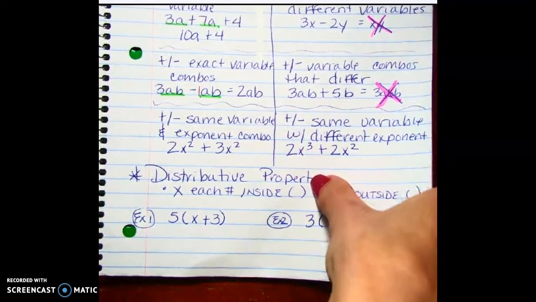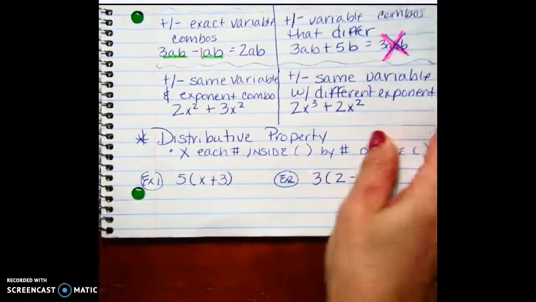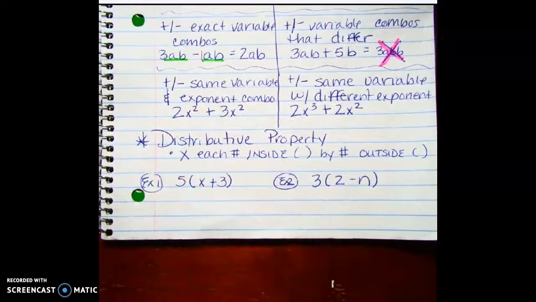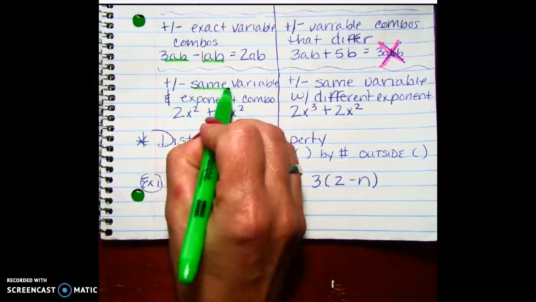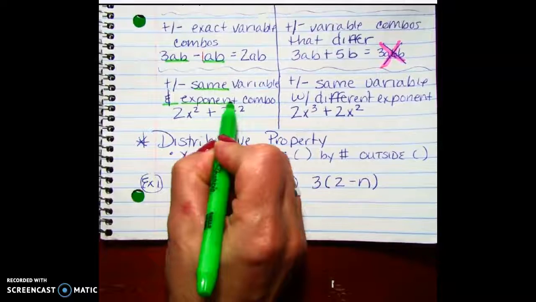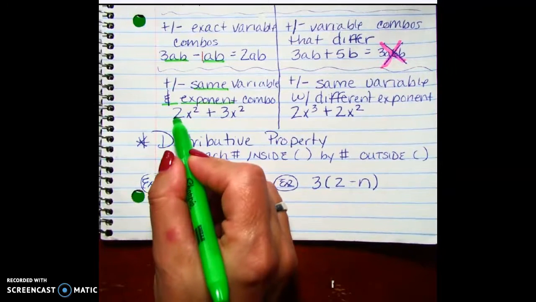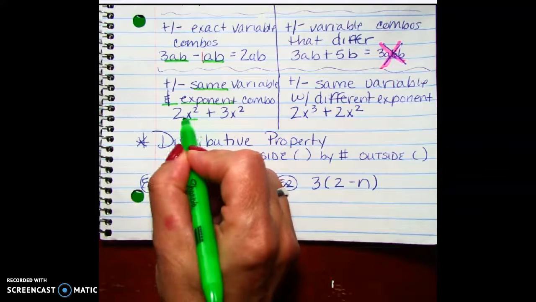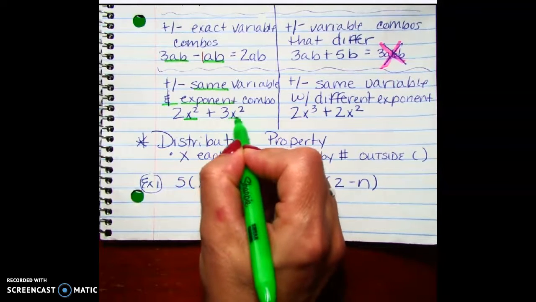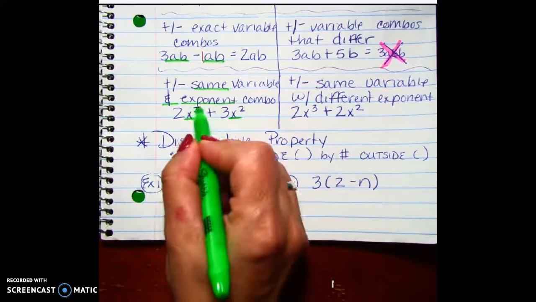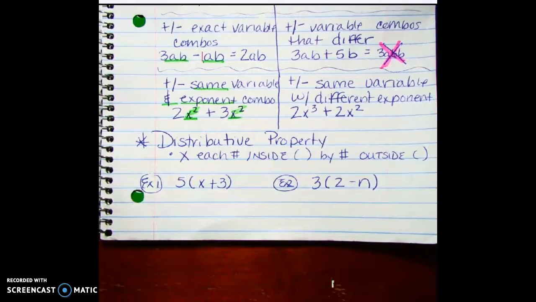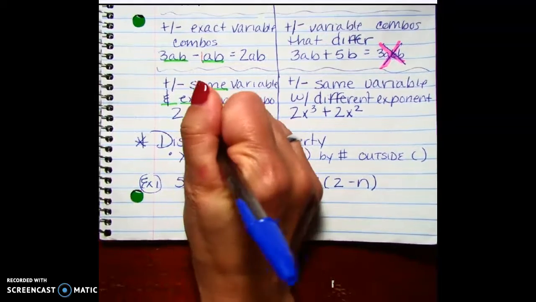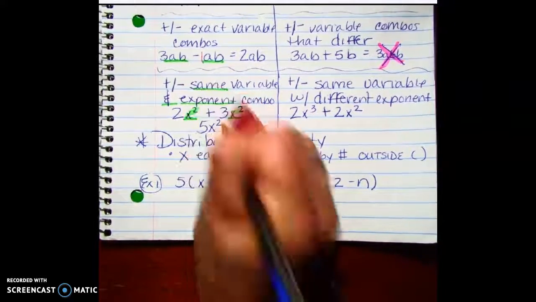Another thing that you can do is add or subtract the same variable and exponent combo. This is important. It's the same variable and exponent. So let's take a look. We have 2. My coefficient is 2, but my variable and exponent is x squared. And my variable and exponent is x squared. So these are exactly the same. So I can combine them, and I would end up with 2 plus 3, which equals 5x squared.